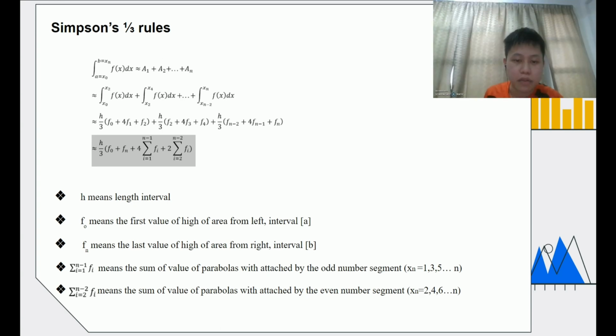And h means the length of interval, F0 means the first value of height of area for left interval A, Fn means the last value of height of area for right interval B. The first Fi means the sum of value of parabolas attached by the odd number segment. The second Fi means the sum of value of parabolas attached by the even number segment. That's all about our methodology.